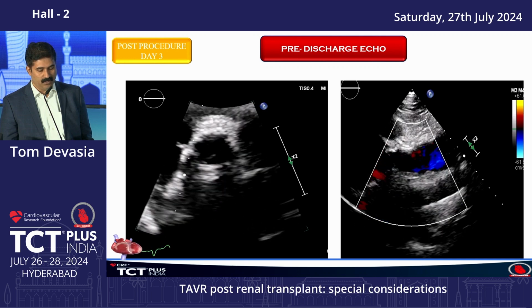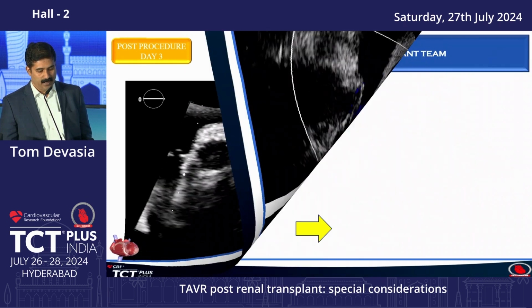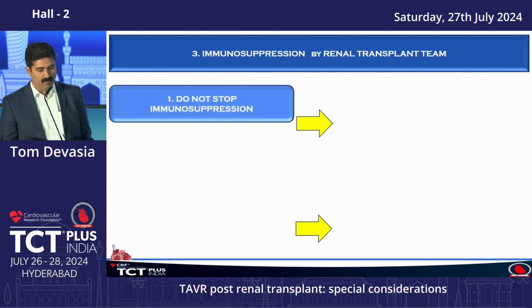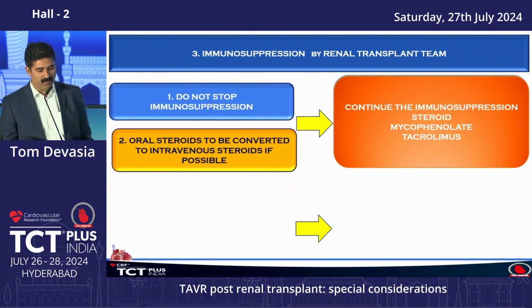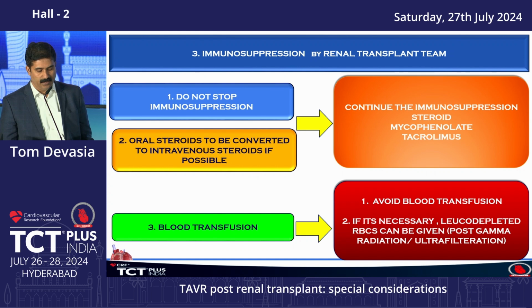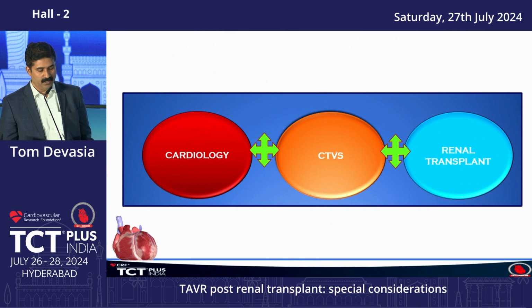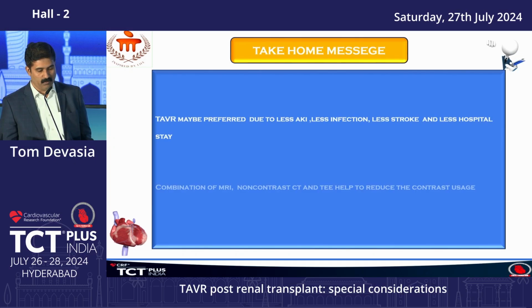As usual, this patient did well with a pre-discharge echo gradient showing less than 10, and immunosuppression will be managed by the renal transplant team. They do not stop it. The oral steroids will be converted to IV steroids, and blood transfusion as usual is usually not required. However, if required, then we should keep standby the leukodepleted RBCs so that the transplant kidney is not in trouble. So close teamwork with the cardiologist, cardiac surgeon and renal transplant team is quite important.